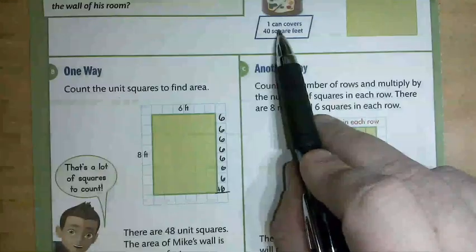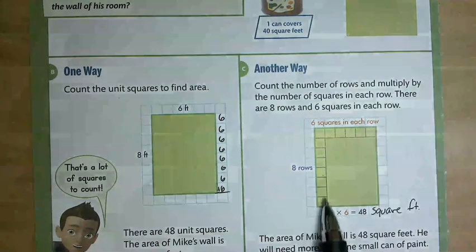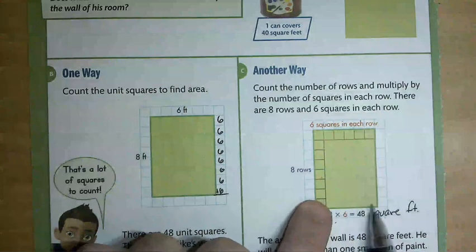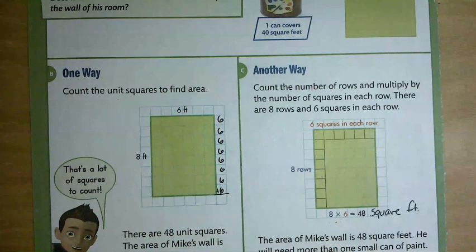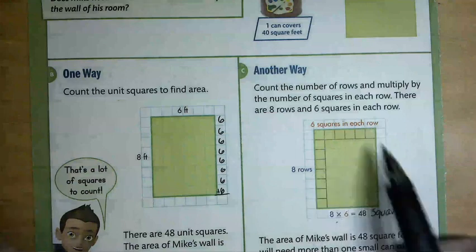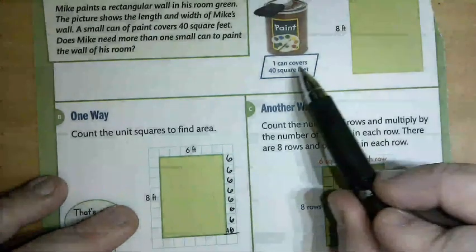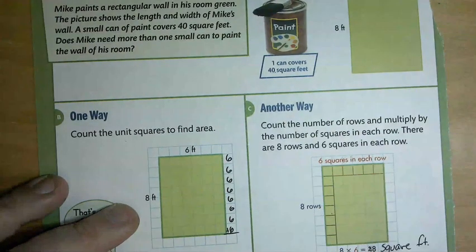Is he going to be able to do one can for 40 square feet? No, that would only get him to right here. He would have like a big gap here at the bottom that isn't painted. So he's going to need more than one can. That's actually what they were asking us. So we figured out that the whole wall is going to be 48 square feet. And if his one can of paint only covers 40, that's not enough. He's going to need an extra can of paint.